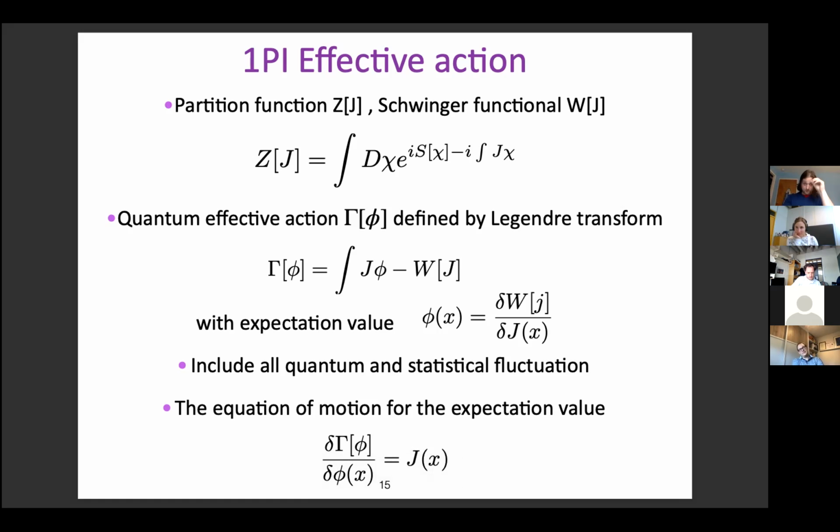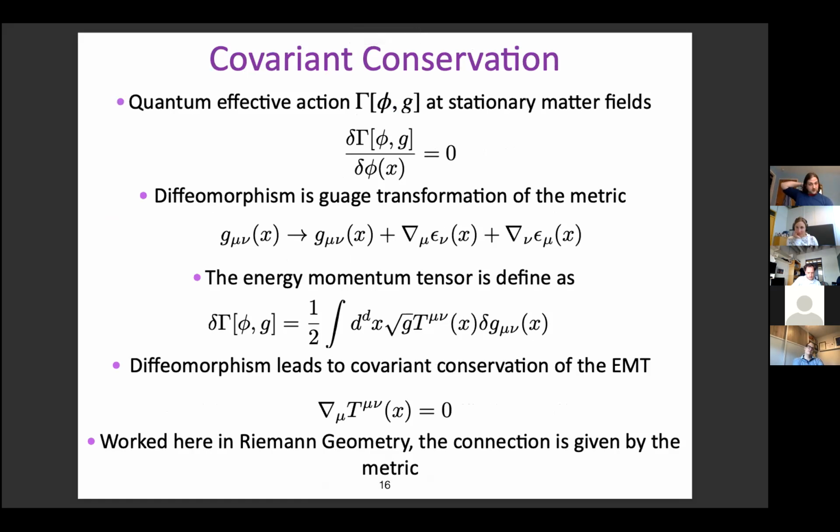So this is our point of view. Once you have this effective action, you can also think to couple it to a metric. So you define gamma that depends on phi, the background value, and the metric. Then you assume that the action is stationary with respect to the field. And then we have here the derivation of the conservation law. The space-time is invariant under diffeomorphism, and so acting on the metric, this transforms like a gauge transformation, this is the epsilon. And if you define the energy momentum in the usual way, as the variation with respect to the metric, you get for free that the expectation value of the energy momentum tensor is conserved.